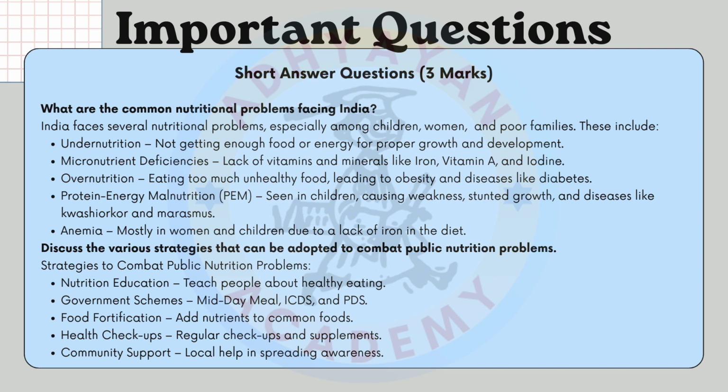Protein energy malnutrition, PEM, seen in children, causing weakness, stunted growth, and diseases like kwashiorkor and marasmus. Anemia, mostly in women and children due to a lack of iron in the diet. Discuss the various strategies that can be adopted to combat public nutrition problems. Strategies to combat public nutrition problems: nutrition education, teach people about healthy eating.